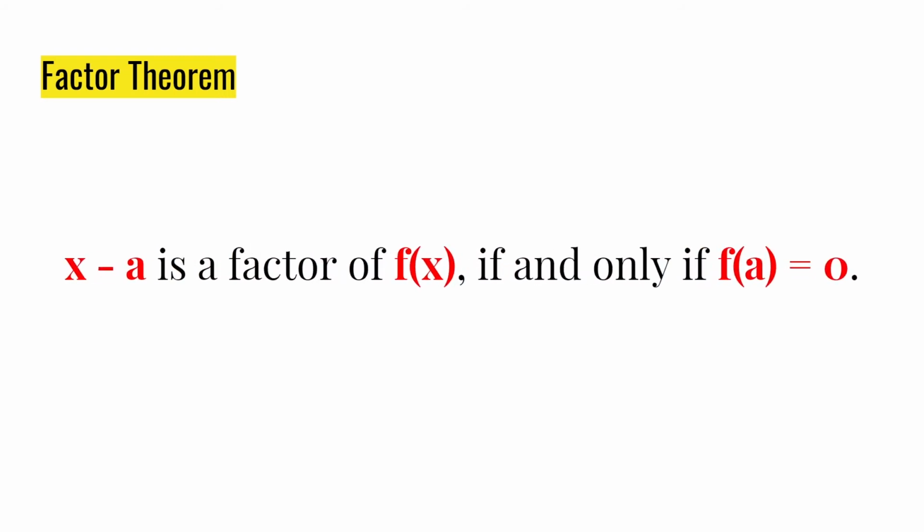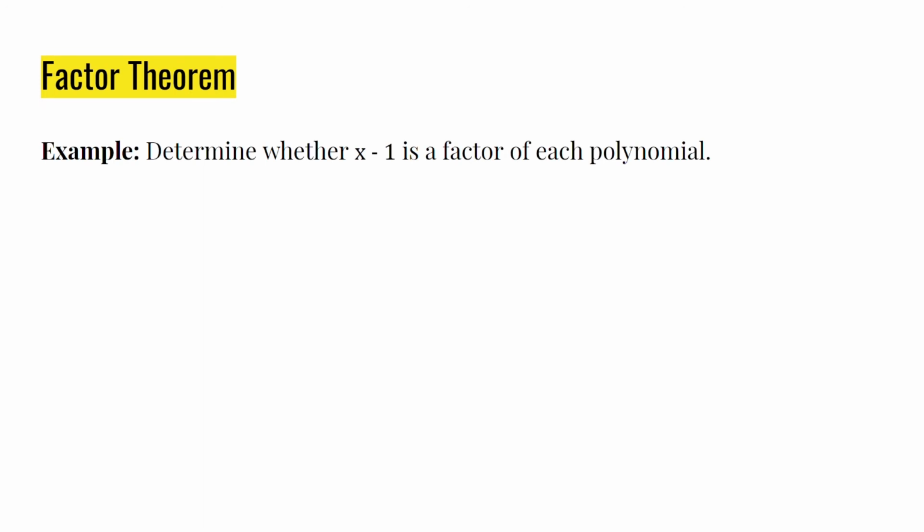Now, the factor theorem is a special case of the remainder theorem because it tells us that x minus a is a factor of f(x) if and only if f(a) equals 0. So of course, let's do some examples to understand what this means. Determine whether x minus a is a factor of each polynomial. A. f(x) equals x to the power of 4 minus 15x cubed plus 2x squared plus 12x minus 10.